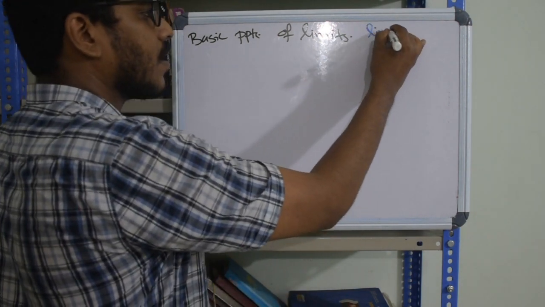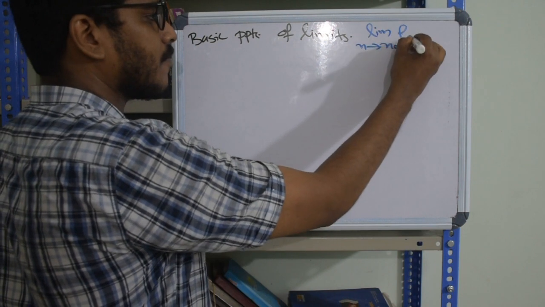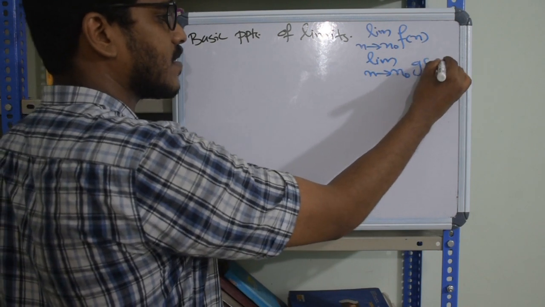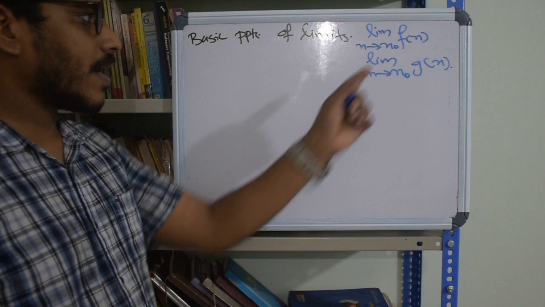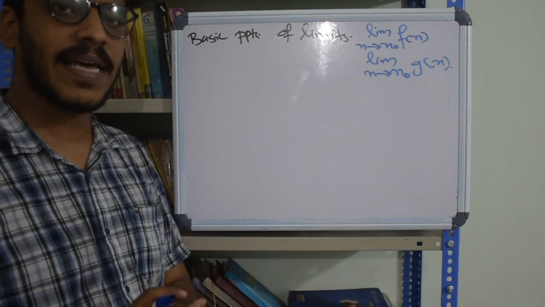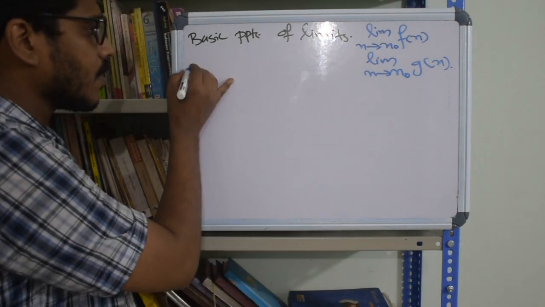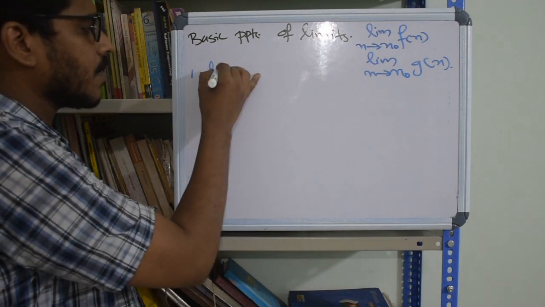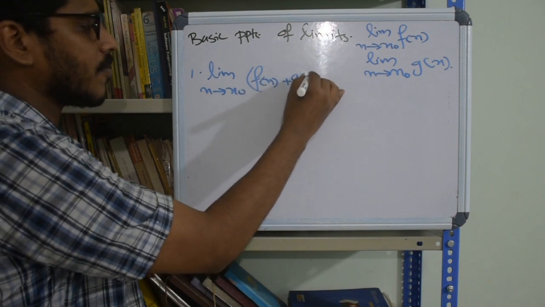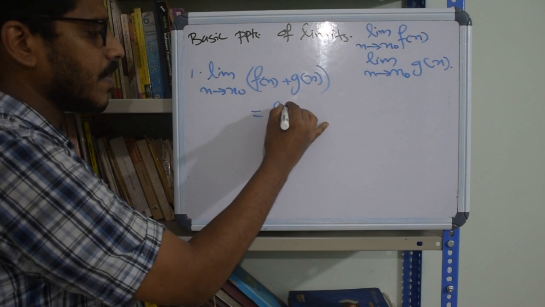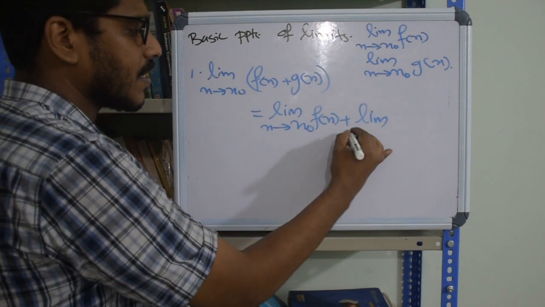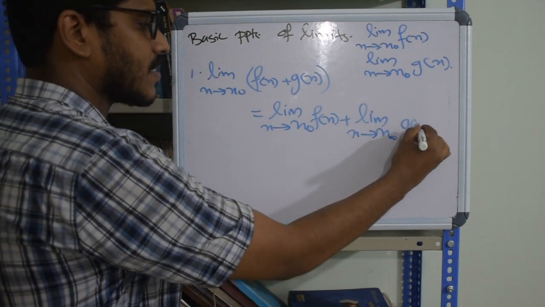So, we make a few assumptions here. The assumptions are that limit x tends to x0, f of x, and limit x tends to x0, g of x exist. So, f of x and g of x are two functions. If so, here comes the first property or the first rule. Limit x tends to x0, f of x plus g of x equal to limit x tends to x0, f of x plus limit x tends to x0, g of x.